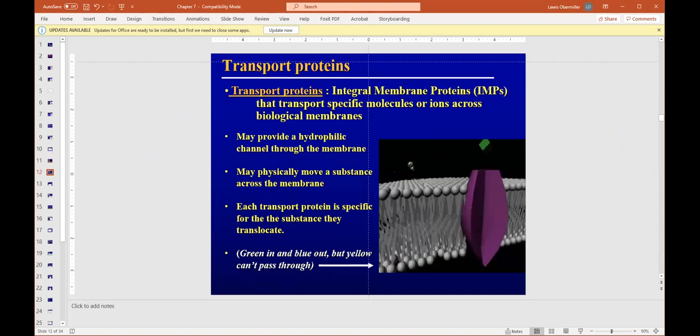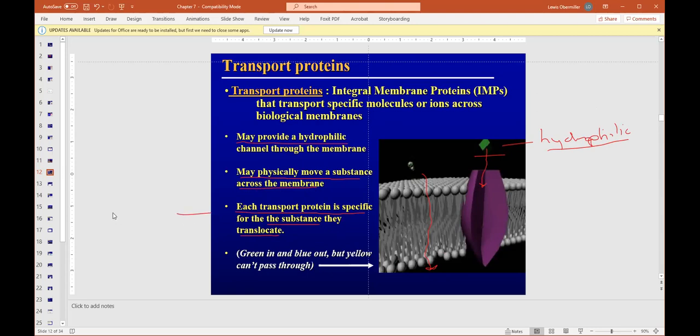Because these things are not hydrophobic, they can't go through without a channel. So because they have to go through this channel, usually those molecules are going to be hydrophilic. So the channel itself has to be hydrophilic because it has to dissolve hydrophilic molecules. It can physically move substances across a membrane, and I'll show you how that works as we go on. And each protein is specific for the thing that they transport.